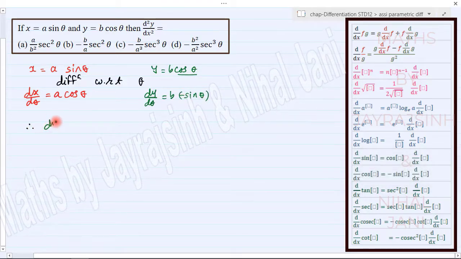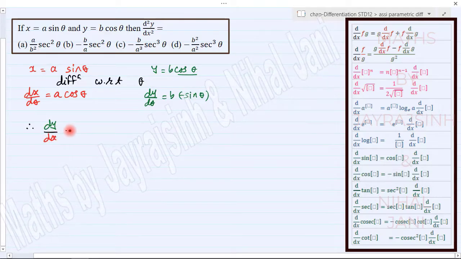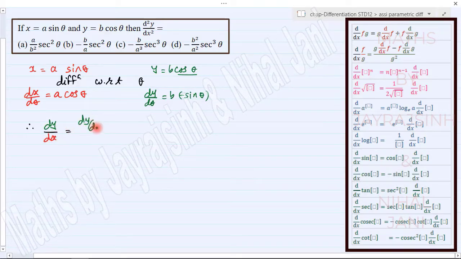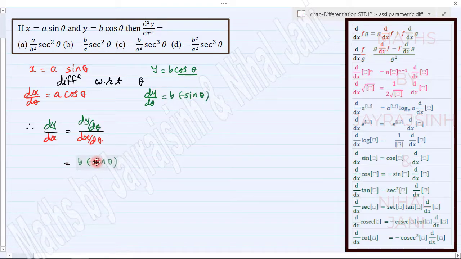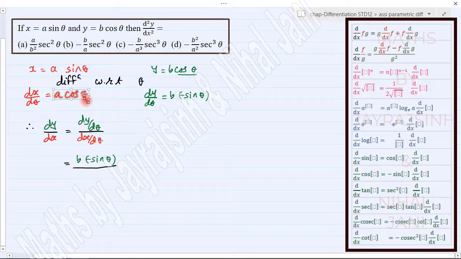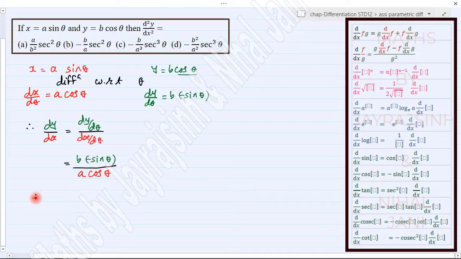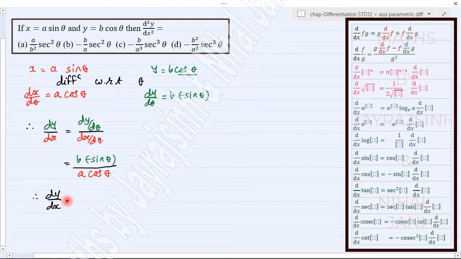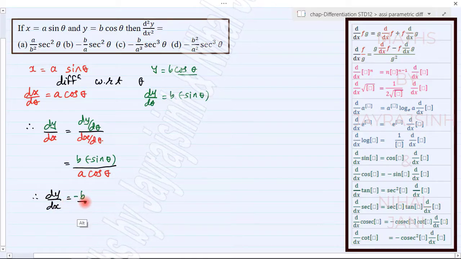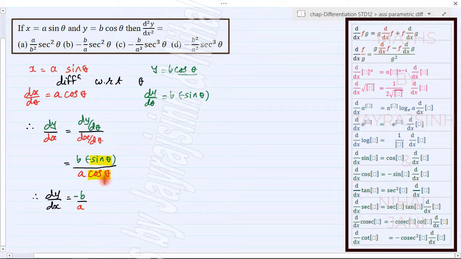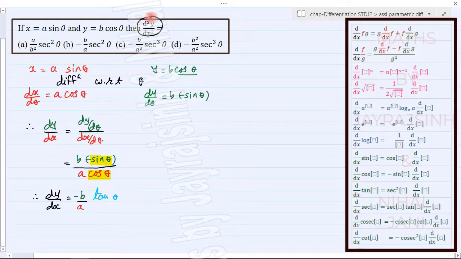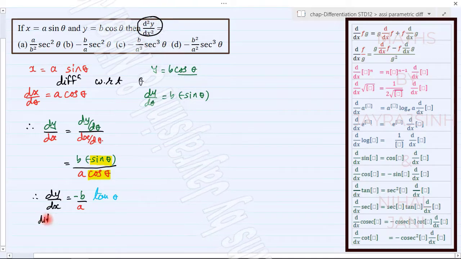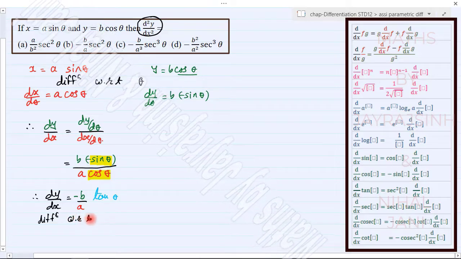So we can get dy by dx by taking the ratio of dy by d theta and dx by d theta. So your numerator is minus b sin theta and the denominator will be a cos theta. So we will get dy by dx is equal to minus b by a tan theta, since sin theta by cos theta becomes tan theta. But as you can see, we need d square y by dx square. So let's differentiate our equation with respect to x.